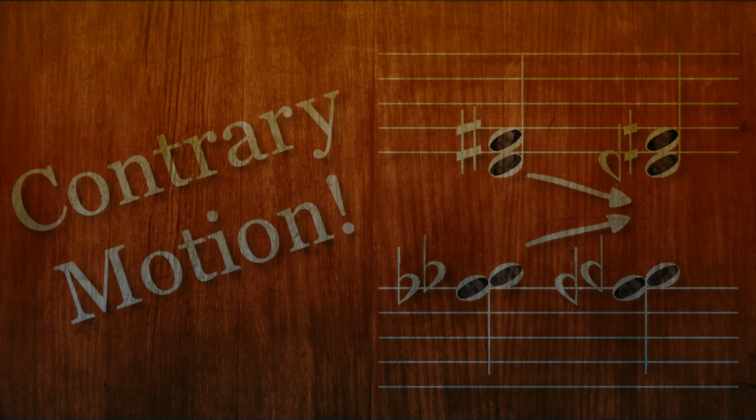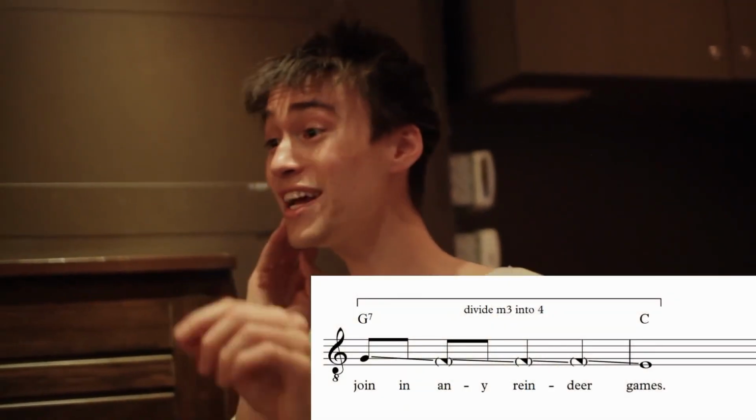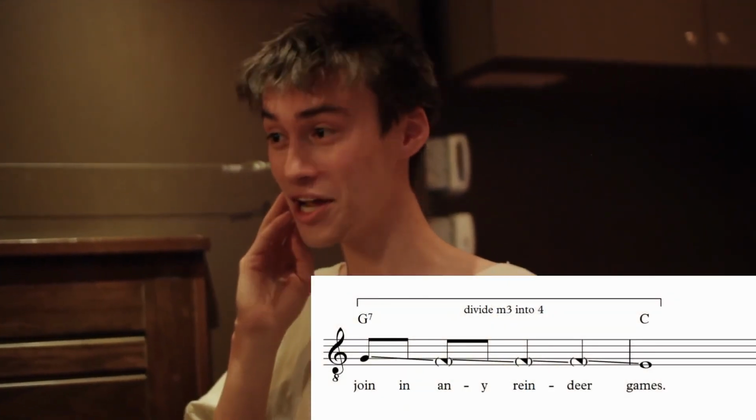But I saw this Jacob Collier video where he was dividing the minor third into 4 equal steps. What was that all about? Instruments with free intonation can subdivide any interval into as many pieces as they want. But can we still harmonize it? Sure, no problem.